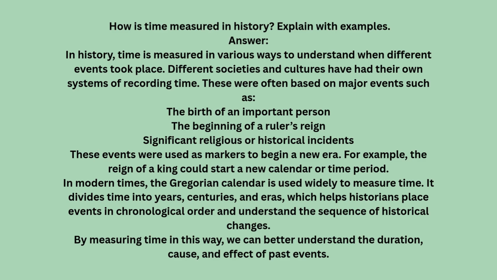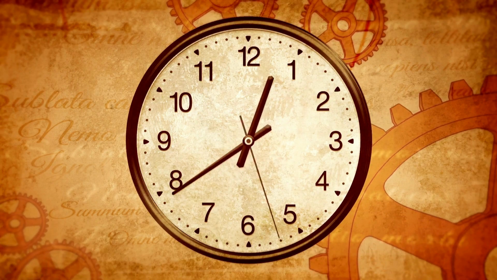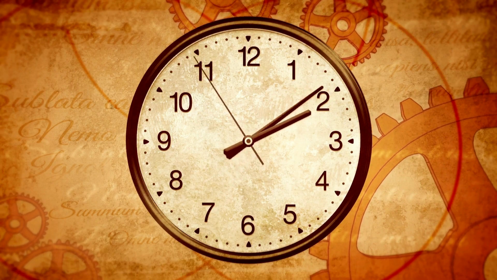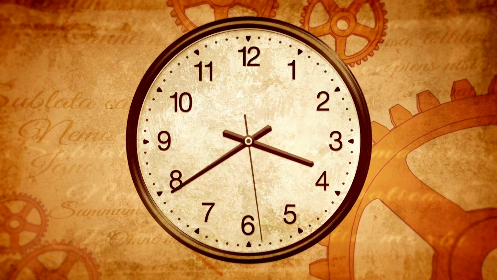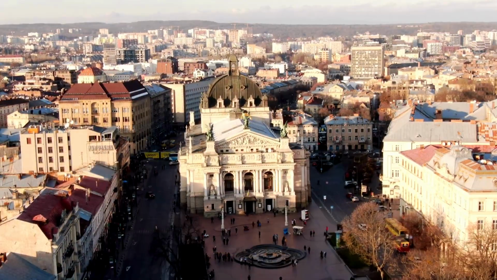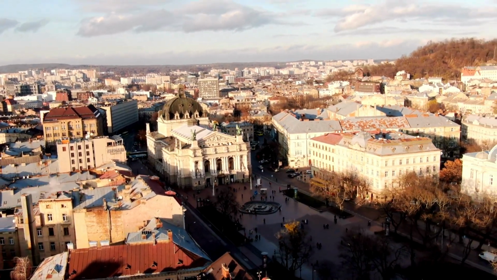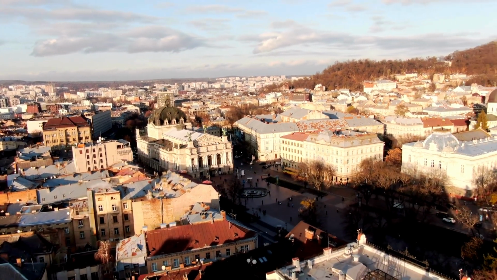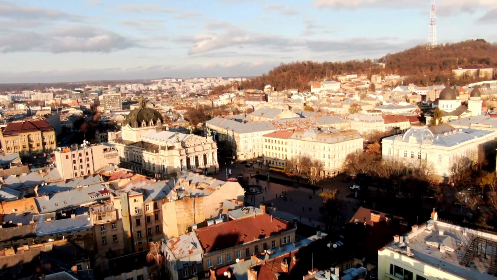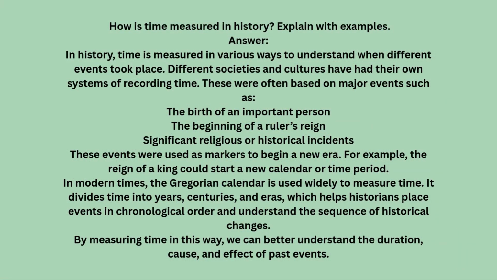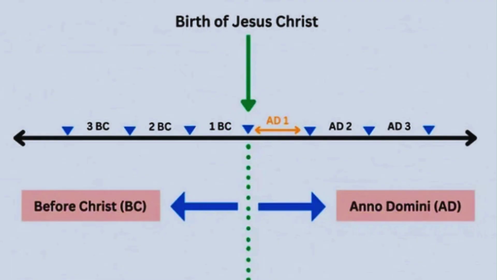But the question arises, how is time measured in history? In history, time is measured in various ways to understand the different events that took place. Different societies and cultures had their own systems of recording time. For example, the birth of an important person, the beginning of a ruler's reign, or significant religious or historical incidents, and so on. By measuring time in this way, we can better understand the duration, causes, and effects of past events.